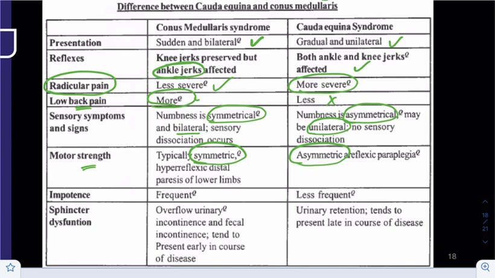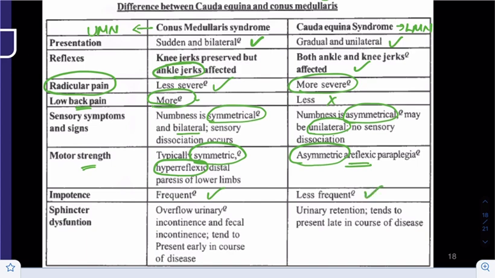And what will happen to reflexes? Conus medullaris is usually an upper motor neuron involvement, whereas cauda equina is usually a lower motor neuron involvement. So in conus medullaris, it is hyperreflexia, whereas in cauda equina, it is areflexic paraplegia. And what about impotency? It is very frequent in conus medullaris, whereas in cauda equina, the impotency is less frequent.